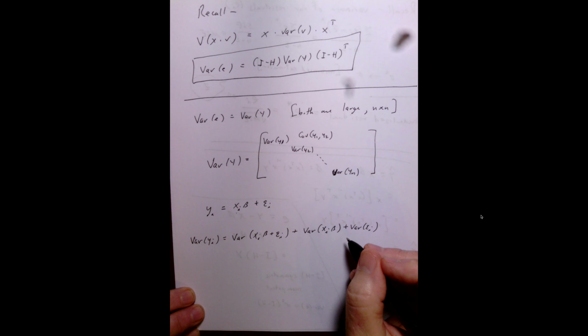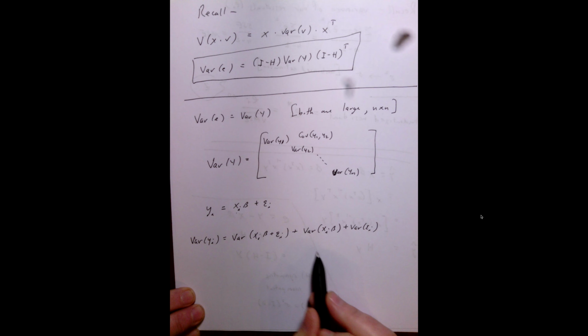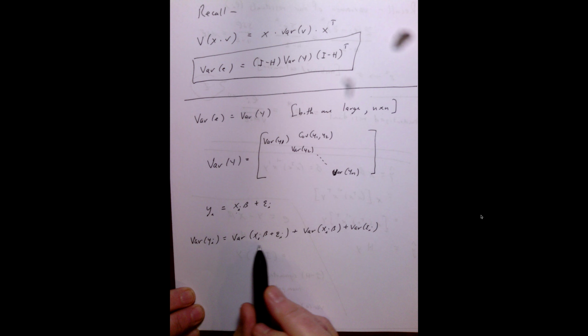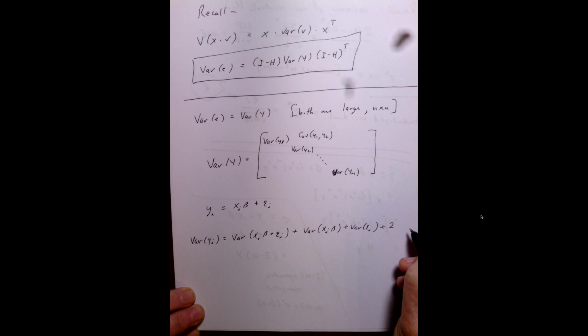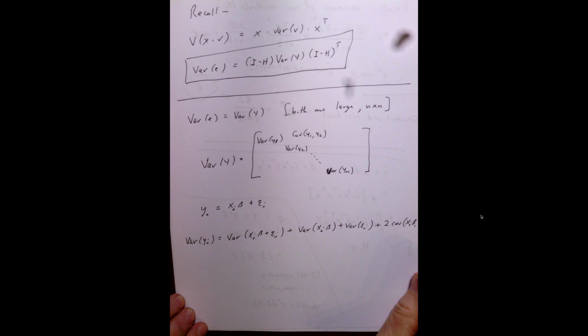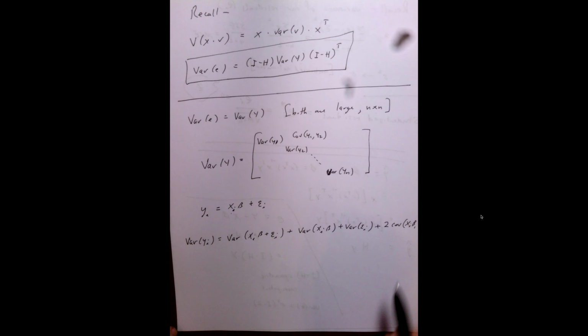is equal to, well, that's not right. No, we've got to have 2 times the covariance of x sub i's beta and e sub i's. I almost forgot that term. Okay, let me pump the brakes. You guys are probably sitting there thinking, what the hell is he doing?